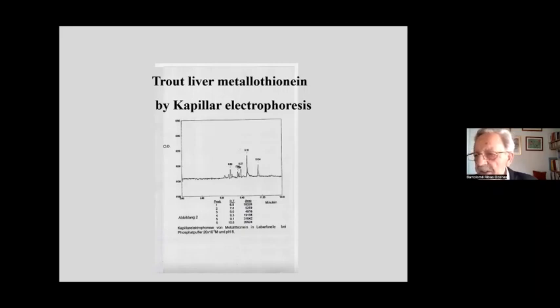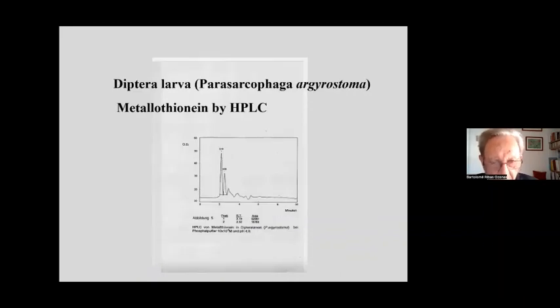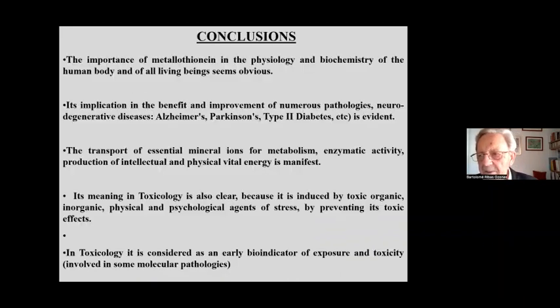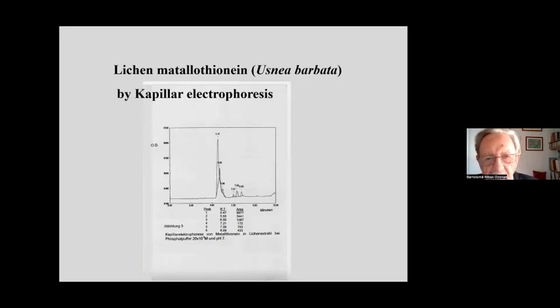And finally, the Diptera larva Parasarcophaga argyrostoma, the common fly. The next slide, please. The common fly. No, the next one, please. The Parasarcophaga argyrostoma, the fly cultivated in our laboratory. And finally, we see isometallothionein present in all species. We observe isometallothionein present in all animal and plant species; it has not been found in Anodonta.